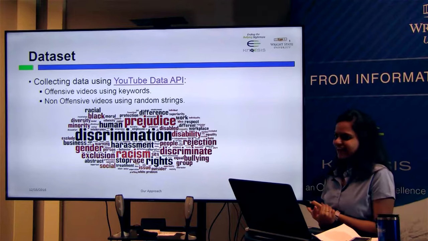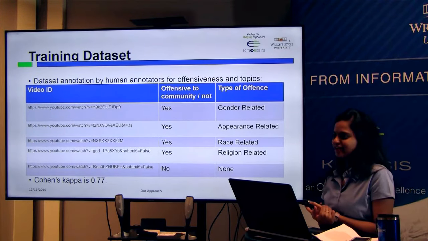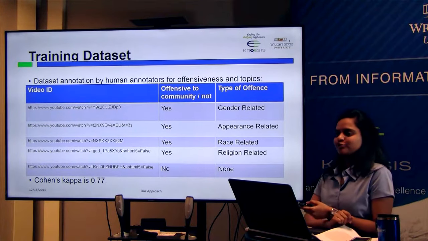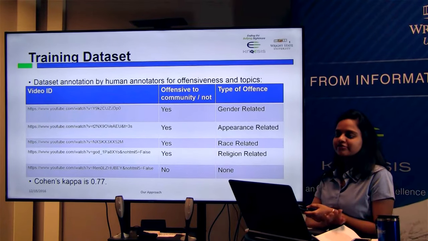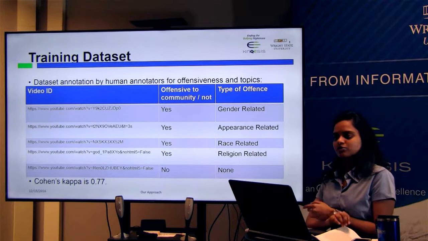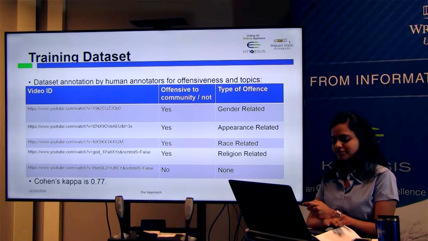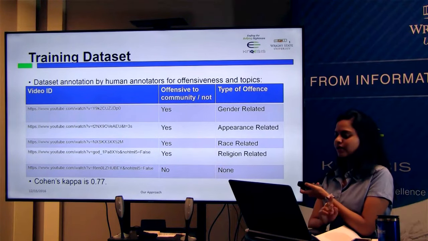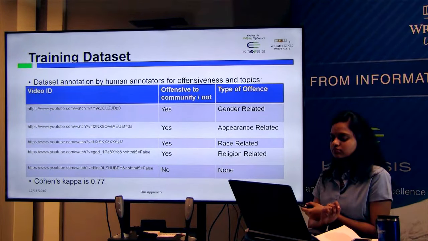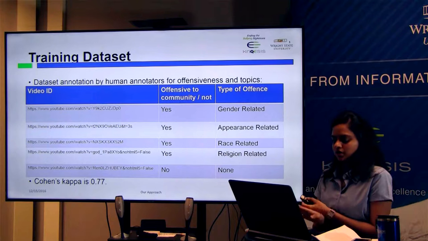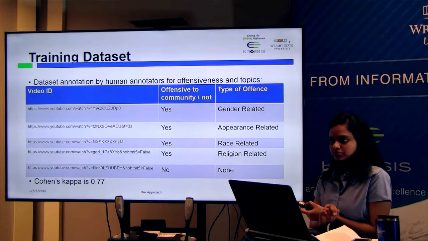So this is how we created our dataset. Now we annotated our dataset with human annotators with the following questions. Given a video ID, we asked them if that video is offensive to a community or not, and also we asked about the type of offense, if it is offensive. Here is a sample of video IDs and annotations. Is the type of offense manually typed? Yes, we annotated. What are all the types of offense that you have? These are the four types. I think basically she made people tag.